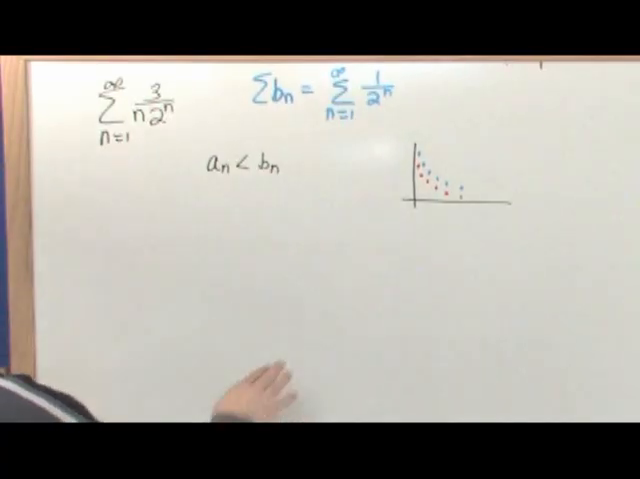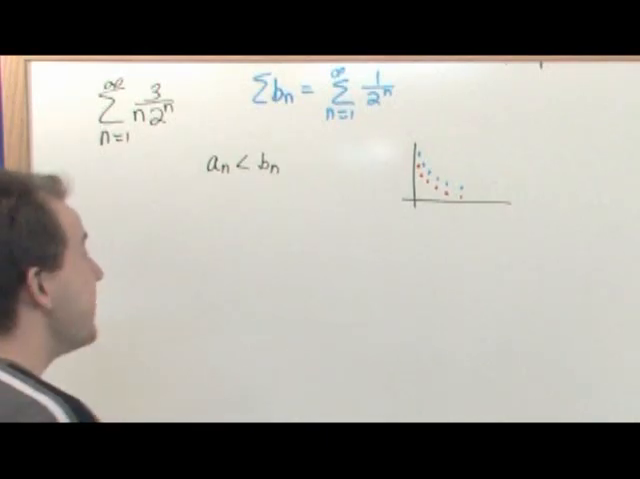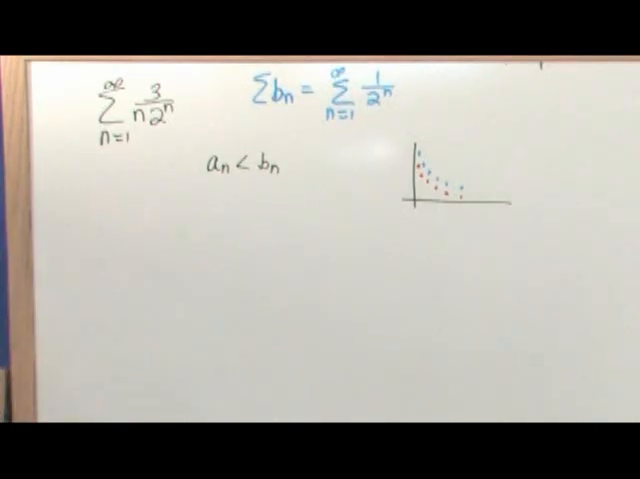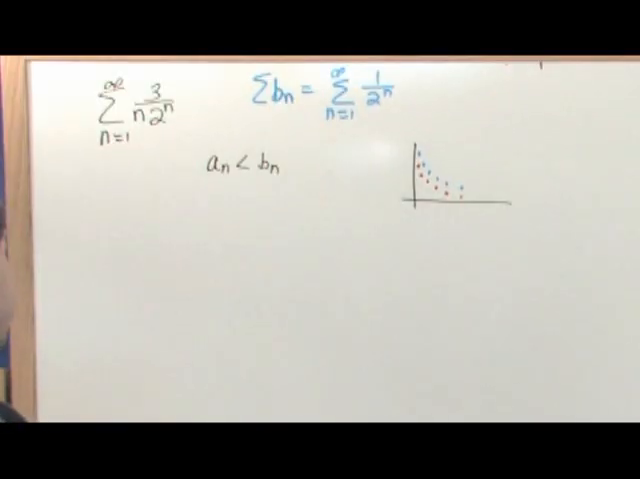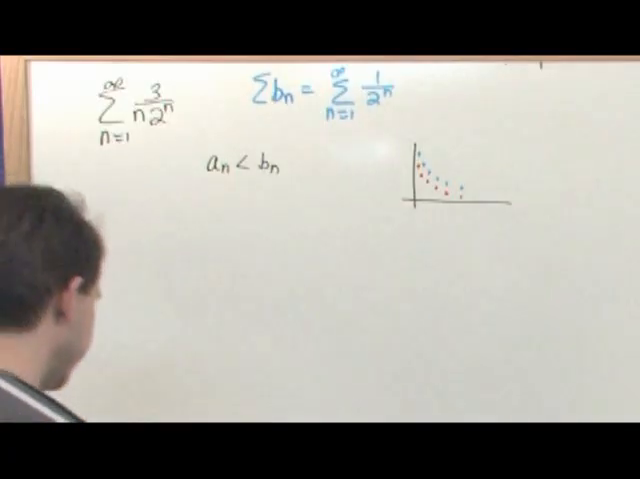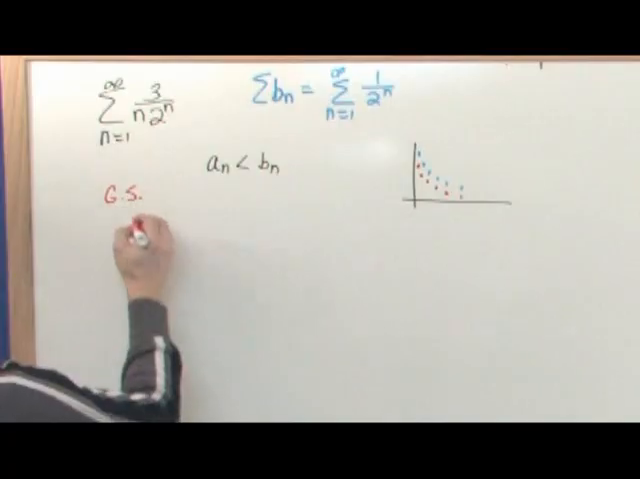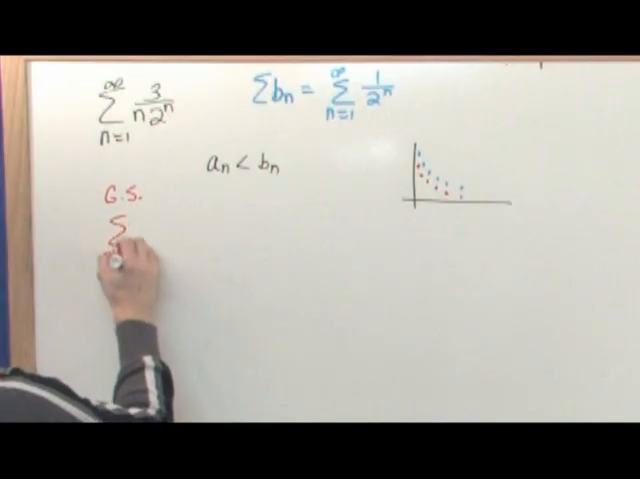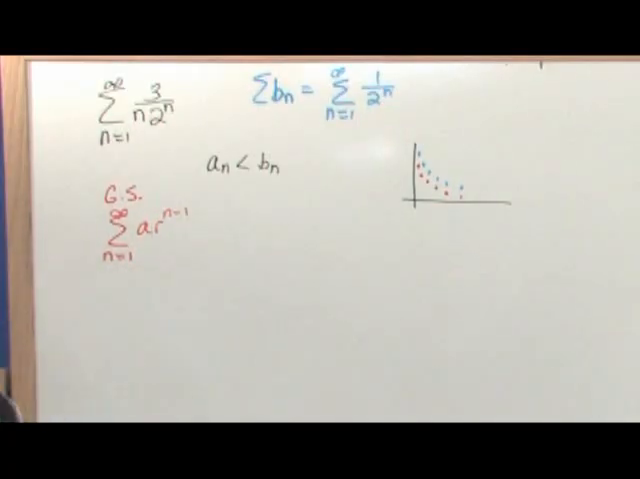Now let's look at b sub n and see what kind of series it is. It looks very familiar, but it is not a p-series, because a p-series is 1 over n raised to a power, and this is 1 over a number raised to n. If you go back and look at the geometric series, it looks like a geometric series, okay? The geometric series, just recall, looks like the sum from n equals 1 to infinity of a times r to the n minus 1. That is what the geometric series looks like.